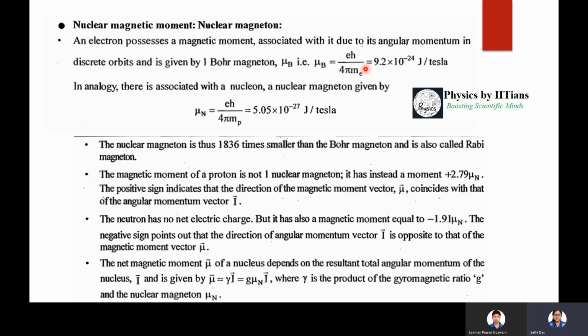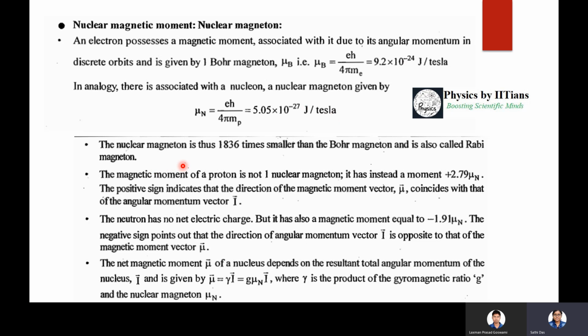It is eh cross by 2 me, and for the nucleon it is eh cross by 2 mp, or it can be written as eh by 4 pi me, and for the nucleon eh by 4 pi mp. The different quantity here is just the mass of the electron and the mass of the proton. So which one is larger? This one is larger, as the mass me is smaller. So this is 9.2 into 10 to the power minus 24 joule per Tesla. This is 5.05 into 10 to the power minus 27 joule per Tesla.